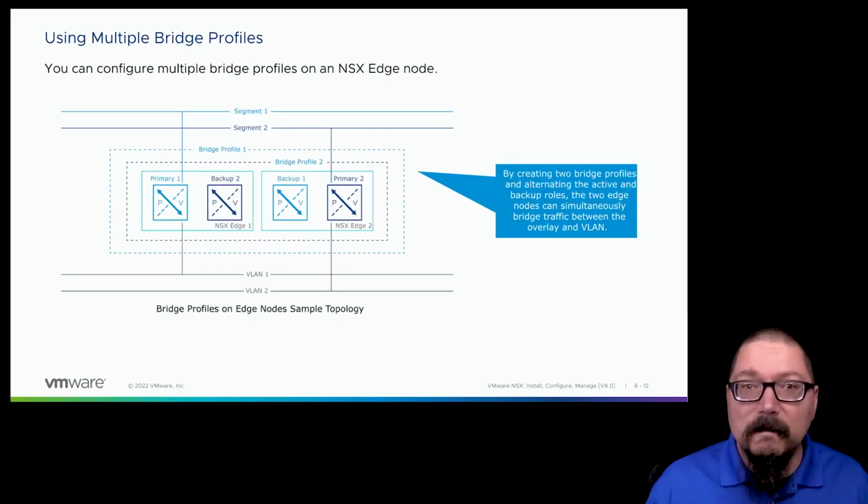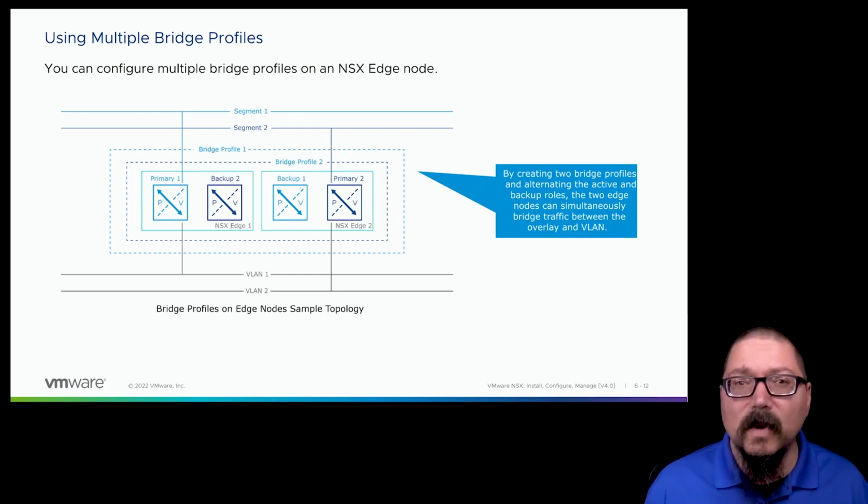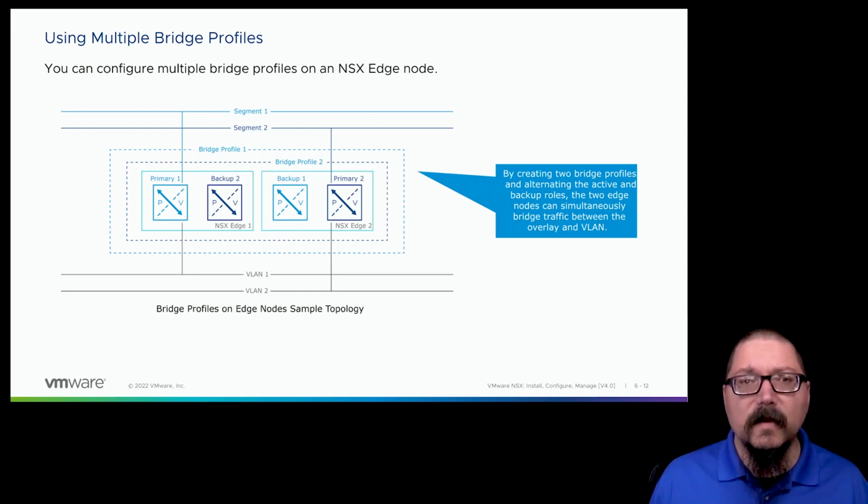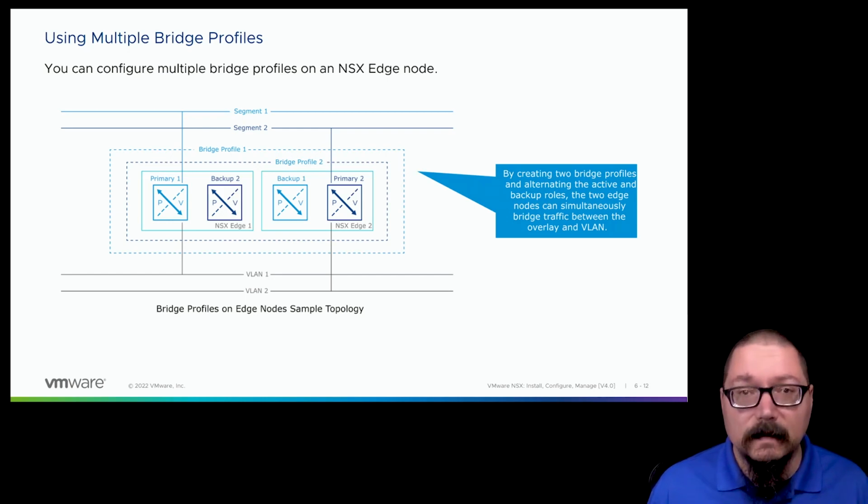Now, my bridge profile is pretty simple as far as what it looks at. Bridging is an active standby technology, meaning that I have one active or primary edge node and one standby bridge node or backup bridge node. And so I'm going to, in my bridge profile, define one edge node as primary, another edge node as backup, and that's that.